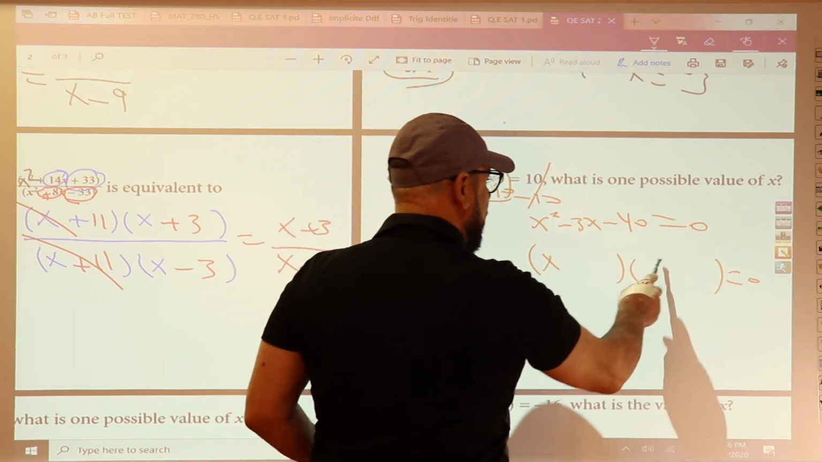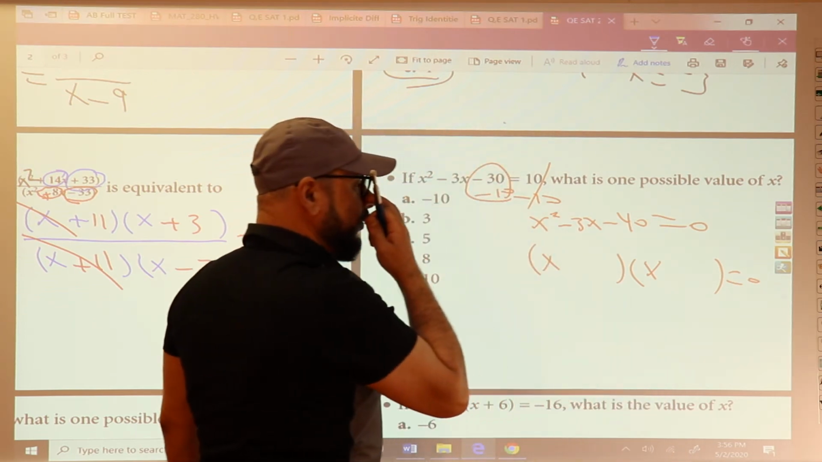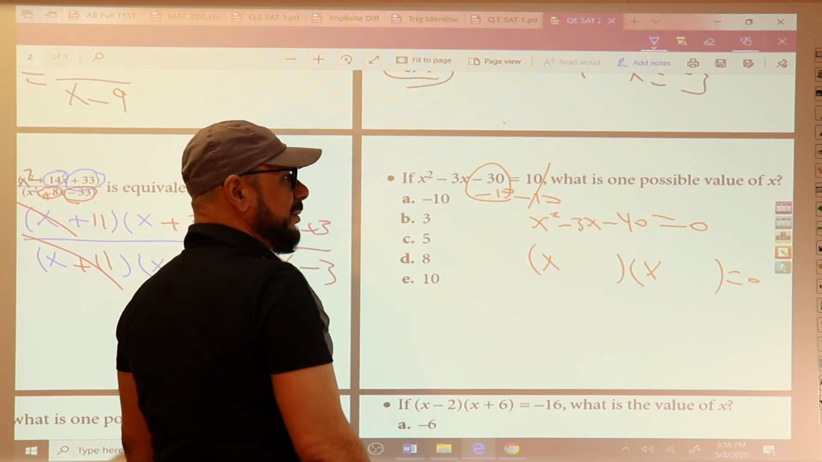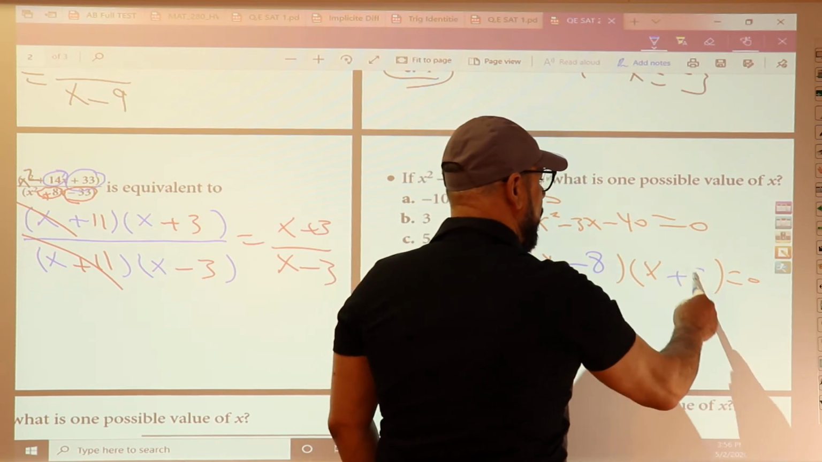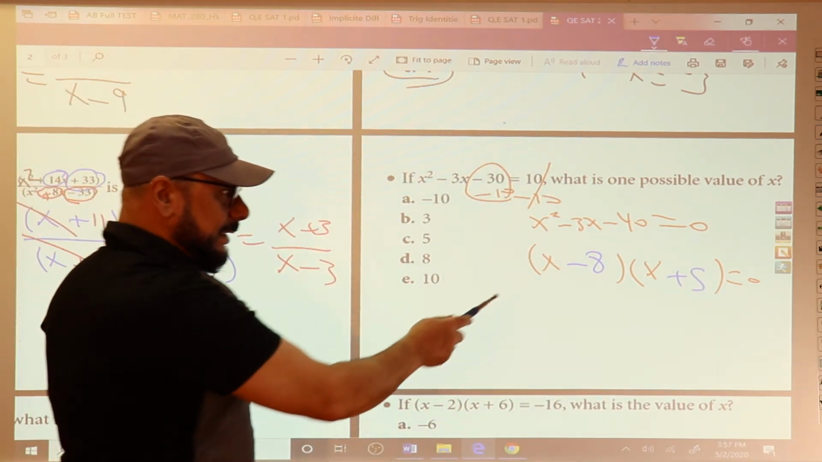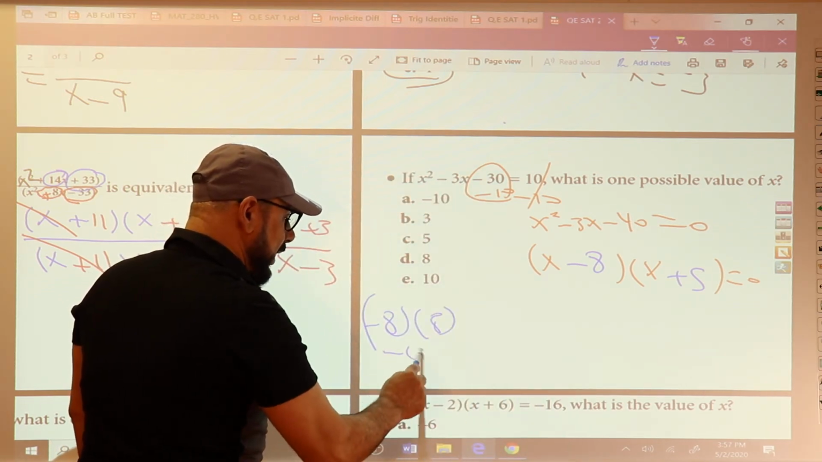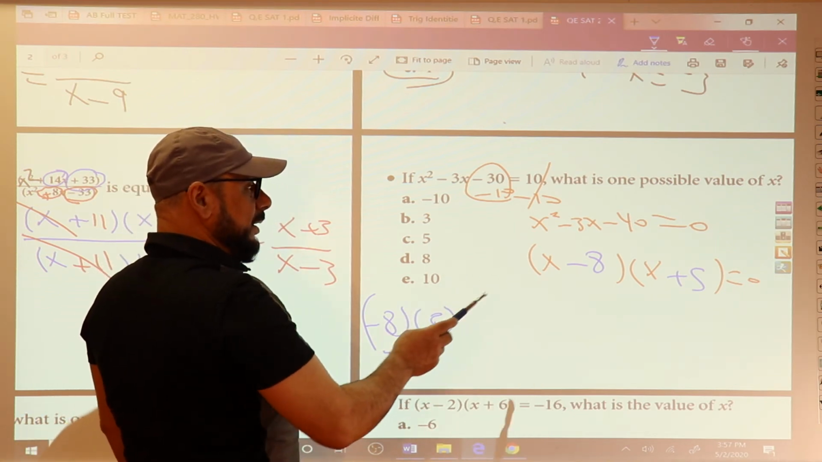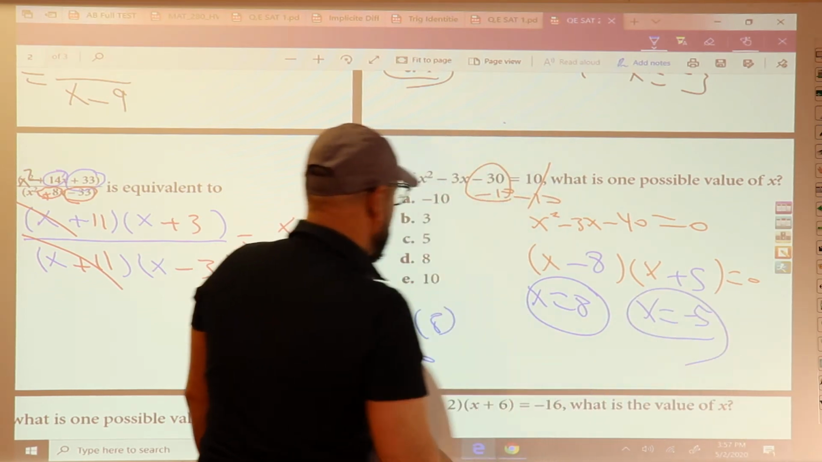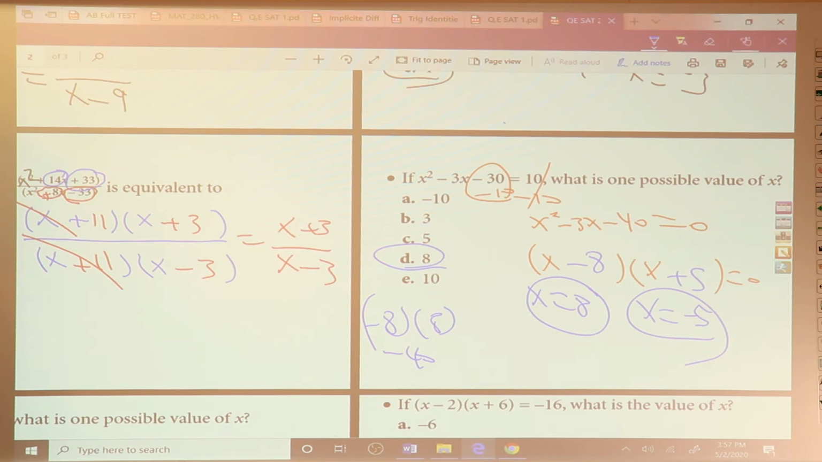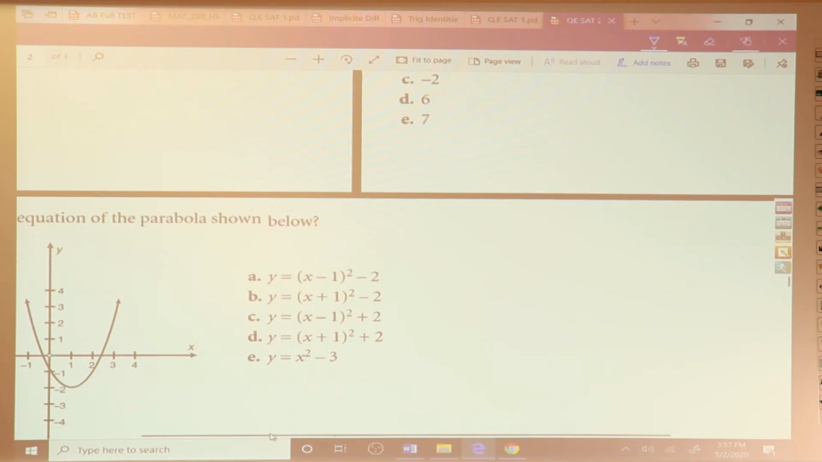8 and 5. Negative 8 plus 5, look here: negative 8 times 5 is negative 40, and if you add them, negative 3, right? Then x equals 8 and x equals negative 5. So D. We have all of these choices. We have time, right? How much? 2 minutes. Good. We're doing a good job, right?